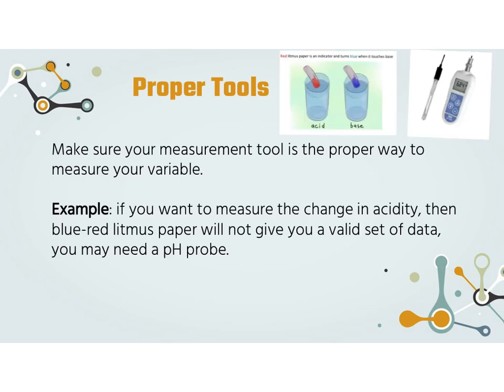So as you see here, this is the blue-red litmus paper. It will just show you that if it turns blue, this means that it's touching a base, while if it is turning red, this means that it's touching an acid, while the pH probe is going to give you the exact measurement of the pH of a given solution. So this is to say that you have to use the proper tool to measure your variable.